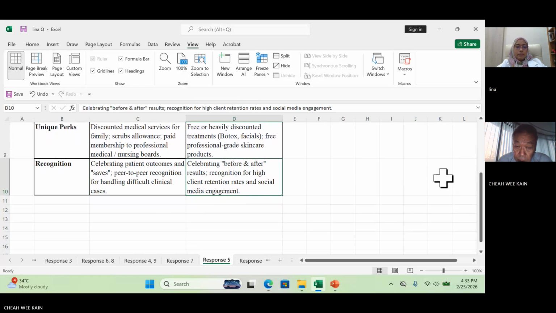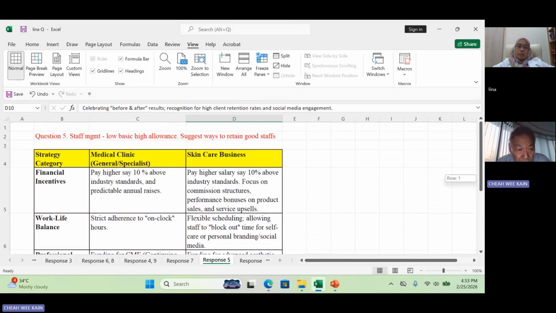Celebrating before and after results, recognition for high client retention rates, and social media events. Normally, sometimes they have a Facebook or WhatsApp, and then they post messages, happy birthday, this and that. Leave it to them. Don't control them. Sometimes after work they want to book up WhatsApp together. Go with them. It's not really a big issue.